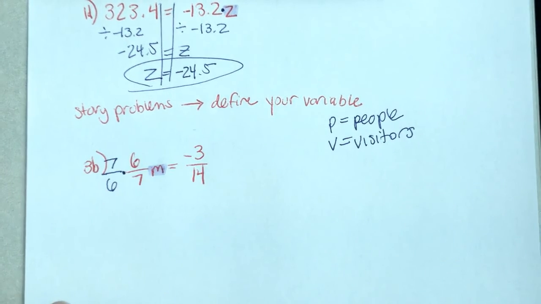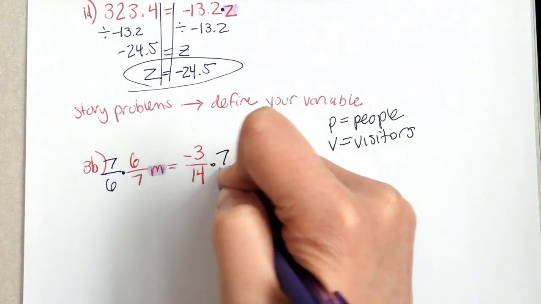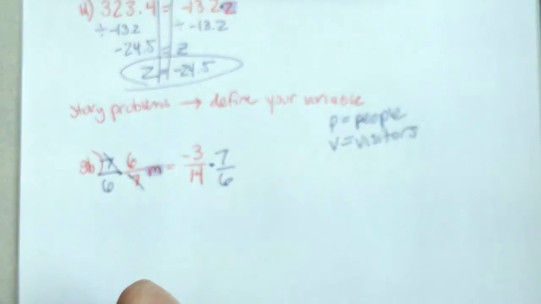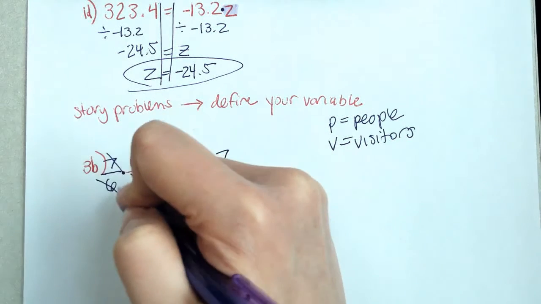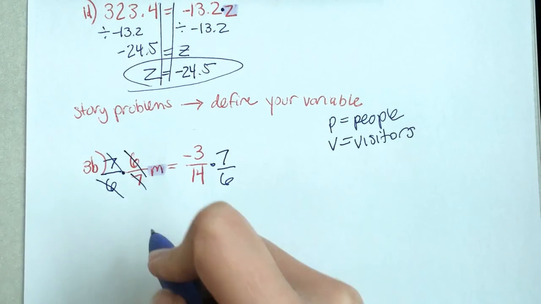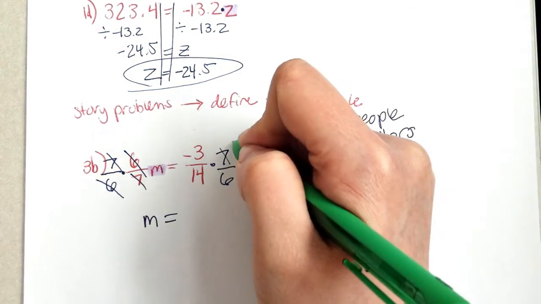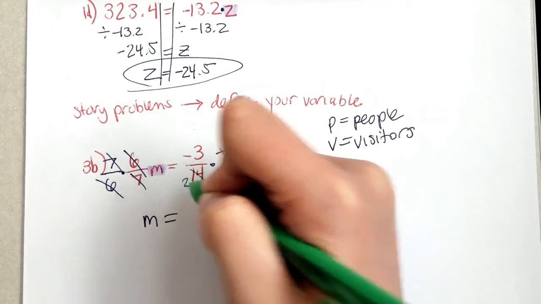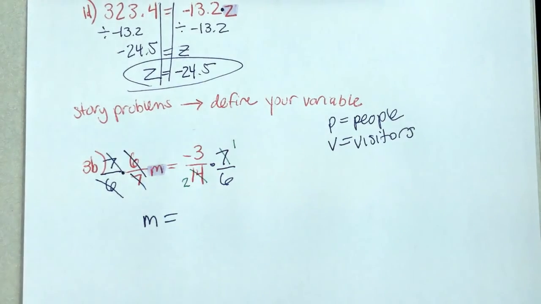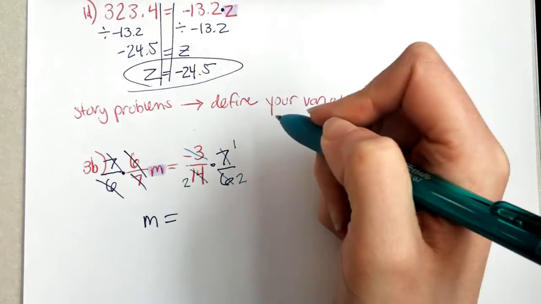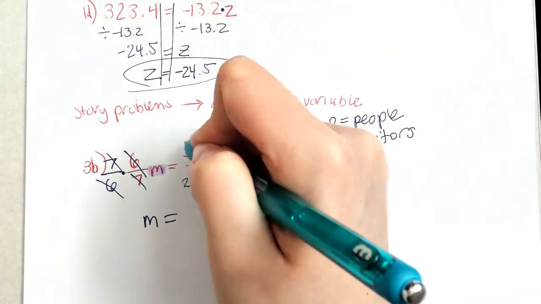Remember, reciprocal means we flip it. And the reason for that is because now I have a 7 on the top and a 7 on the bottom. Those cancel. I have a 6 on the top and the bottom. Those cancel. So all I have left on that side is m. Now on the other side, I can multiply straight across and simplify, or you can simplify first. I know 7 divided by 7 is 1, 14 divided by 7 is 2. I also know that 6 divided by 3 is 2, and negative 3 divided by 3 is a negative 1.